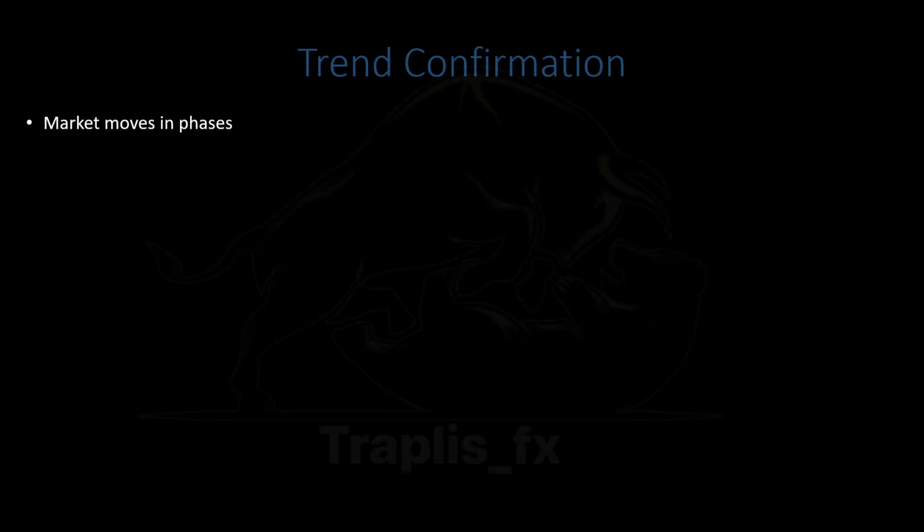So market moves in phases, as we know. You have a push phase and a pull phase, as we say here. Market with the trend, that's going to be a push phase. Market against the trend, that's going to be a pull phase. So for example, you have a bullish market. Price with the trend, that's going to be a push phase, then your pull phase, and your push phase again.